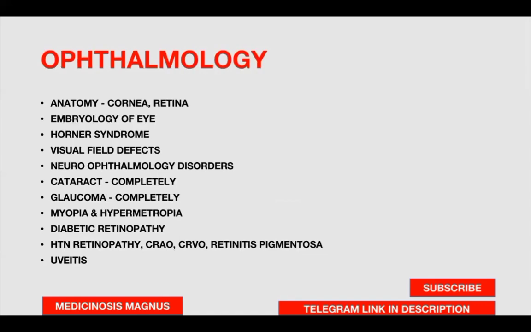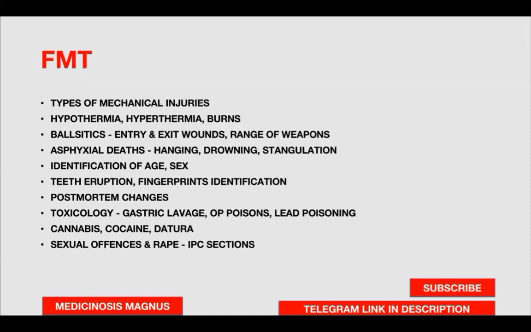In ophthalmology, for the anatomy part, make sure you know about the cornea and retina, the different layers and their significance, and embryology of the eye, Horner syndrome, visual field defects, neuro-ophthalmology disorders, cataract completely, glaucoma completely, myopia and hypermetropia, diabetic retinopathy and its findings, hypertensive retinopathy and findings, CRAO, CRVO, retinitis pigmentosa, that is CRAO is central retinal artery occlusion, and CRVO is central retinal vein occlusion. Uveitis completely.